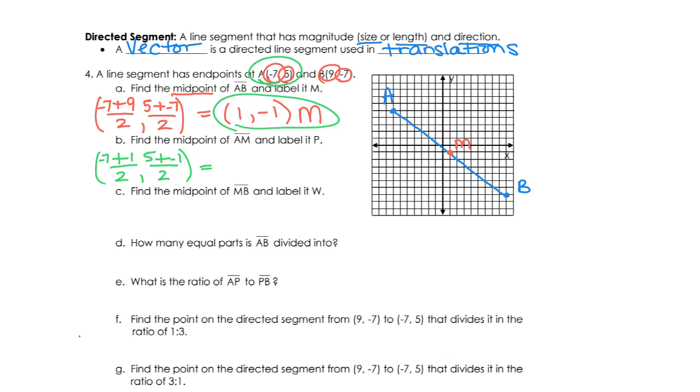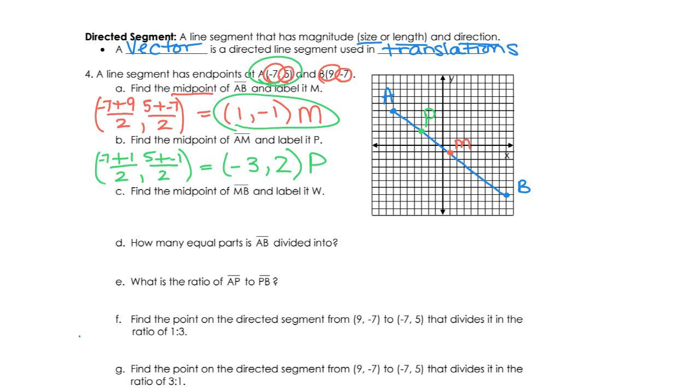All right, -7 plus 1 is -6, and -6 divided by 2 is -3. 5 plus a -1 is 4, and 4 divided by 2 is 2. And now we can go find -3, +2, and that is the middle, smack dab, the point between A and M, and they want us to label it P.